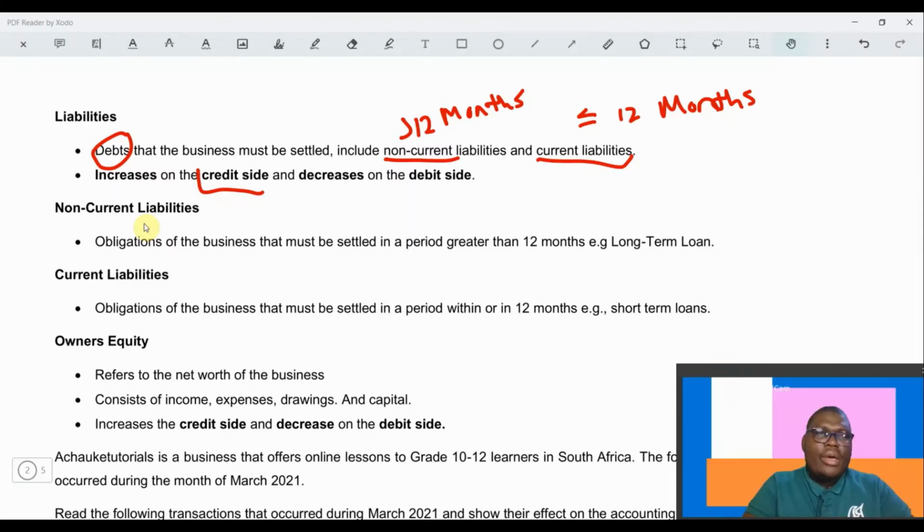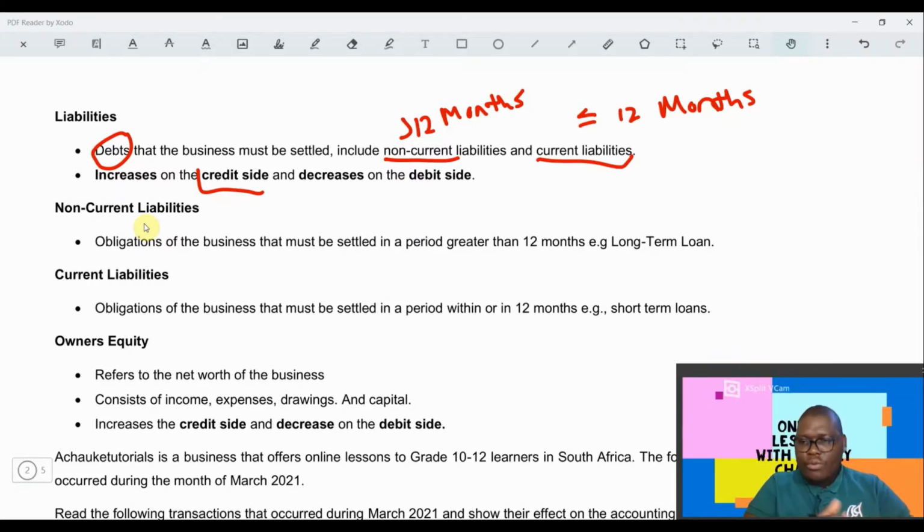Okay, things like your loan, for example, if you check it on the trial balance, look at it carefully, you will see that your loan is on the credit side, the balance is on the credit side. Things like your creditors control, they are on the credit side.